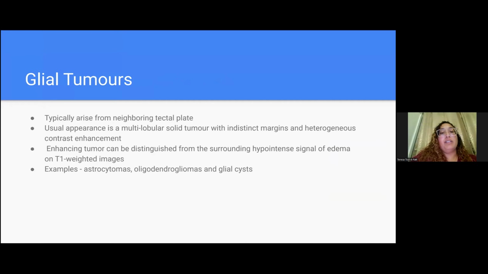The next type of tumor that can arise are glial tumors, and these typically arise from the tectal plate. The usual appearance of these tumors is multilobular. It's a multilobular solid tumor, and it has indistinct margins with heterogeneous contrast enhancement. The enhancing tumor could be distinguished from the surrounding hypointense signal of edema on T1 weighted images. Examples of these tumors include astrocytomas, oligodendrogliomas, and glial cysts.